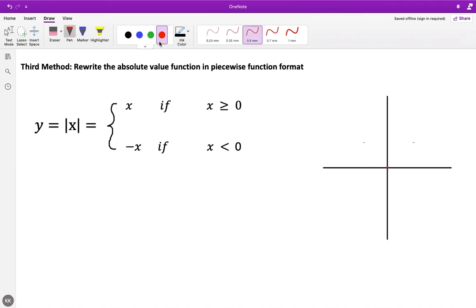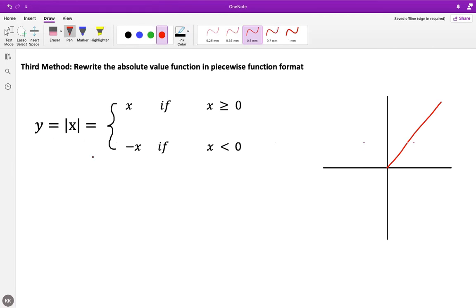So what does the graph look like? How could I draw the first piece? I need to draw y equals x, but I'm only drawing x greater than or equal to 0. So x greater than or equal to 0 is on the right side, right? So I just need to draw y equals x, and I just need to draw the right-hand portion.